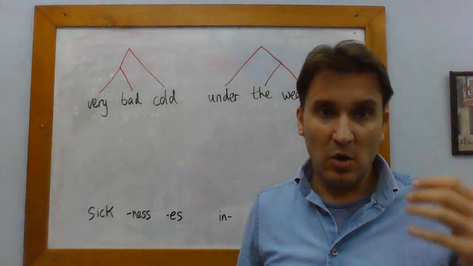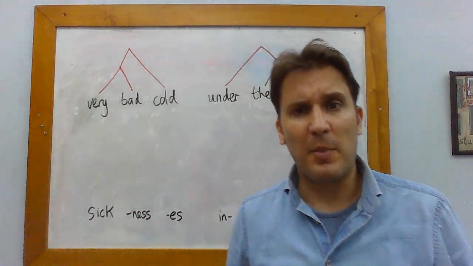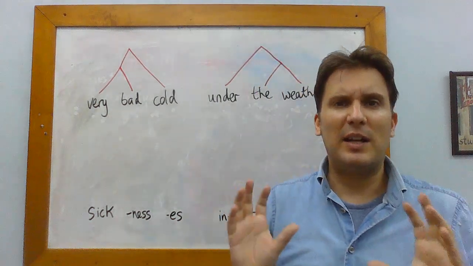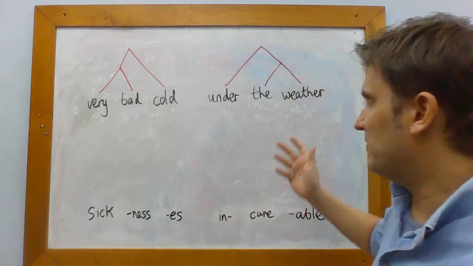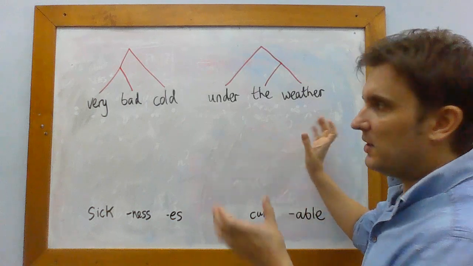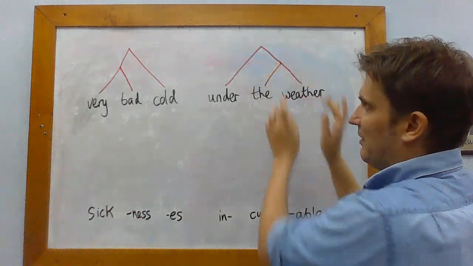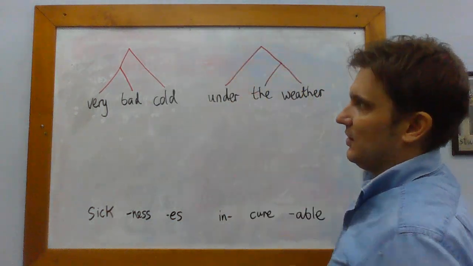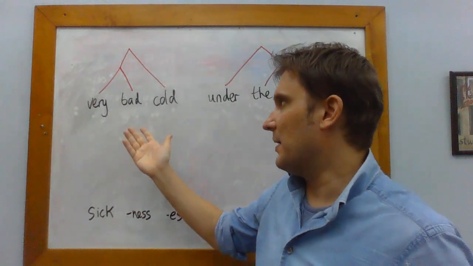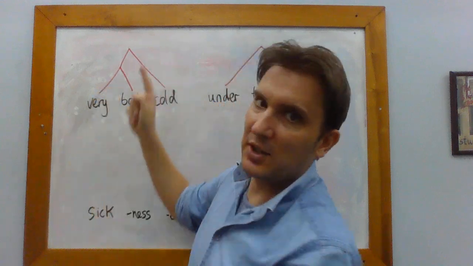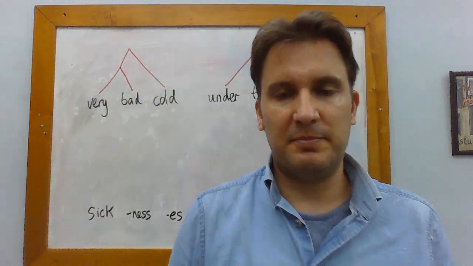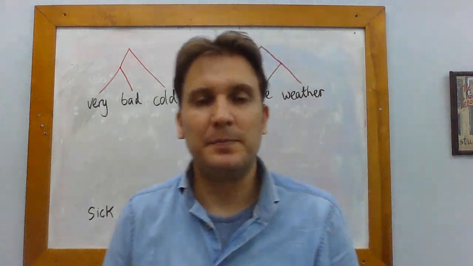You could look at it that way, or if you like, you could look at it from the bottom upwards. You could say, if you were to put together this phrase, where would you start? So maybe if you were to put together the phrase under the weather, you start off with the weather, put that phrase together, and then you'd add under. And if you wanted to put together this phrase, you might start with very and bad, put them together, and then you could add cold onto that, and then you'd get a whole phrase. That's another way of looking at it.